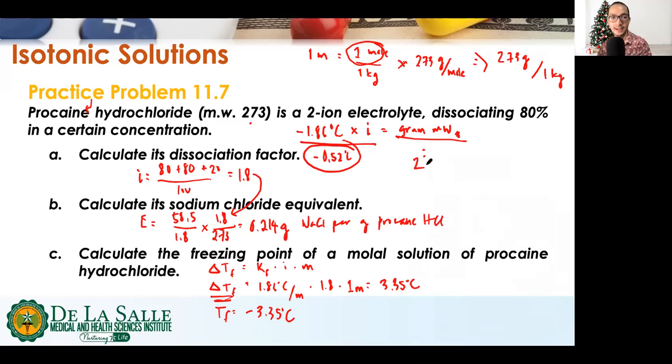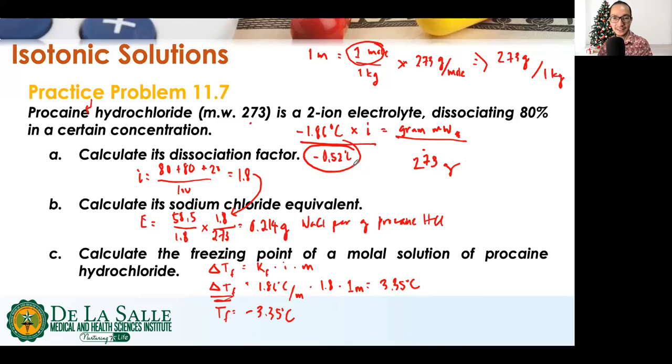So we will just say that the weight of the substance is 273 grams. Okay, so we have a 1 molal solution, so the weight in a kilogram of the solvent is 273 grams.